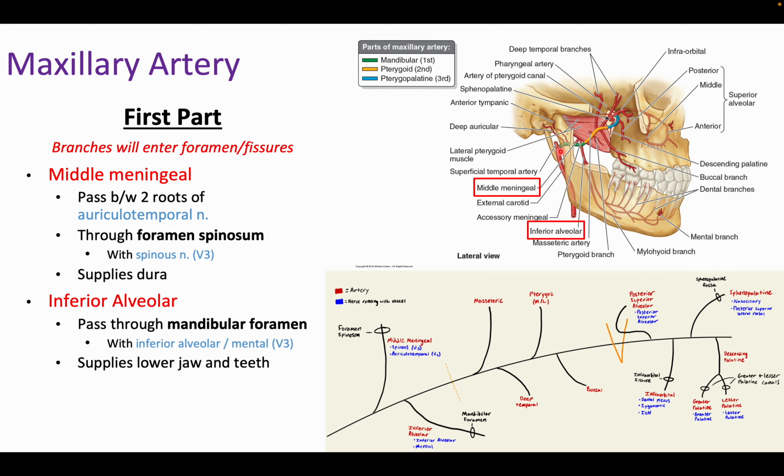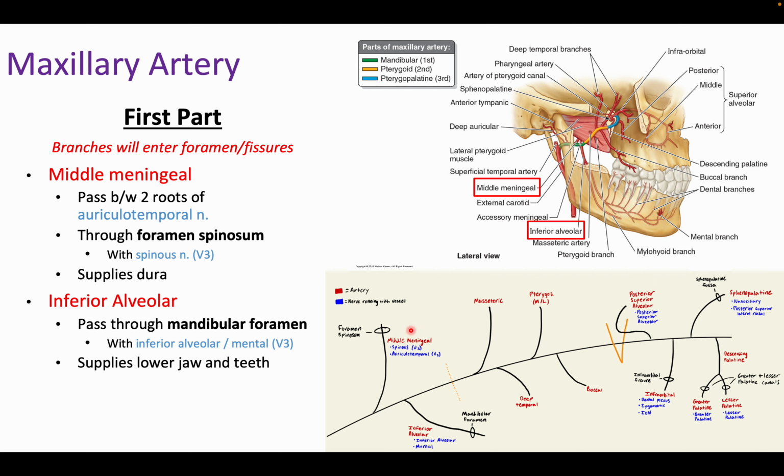So the first part, which is going to be running behind the mandible, it's going to give off branches that are going to enter foramen and fissures. So we can see those drawn here. We're going to give off our middle meningeal artery, which we've seen before, and our inferior alveolar. And so a lot of stuff we're going to see is going to sound familiar because we also have some nerves that we've looked at that are going to run with these. But our middle meningeal artery, it's going to pass between the 2 roots of the auriculotemporal nerve, and it's going to travel through the foramen spinosum with the nervus spinosus. And so those are both on V3, and what it's going to supply is dura.